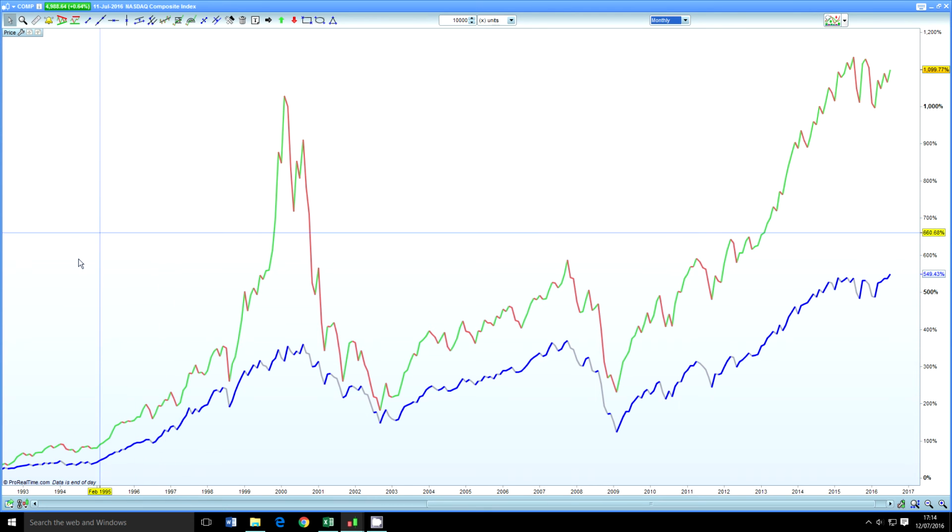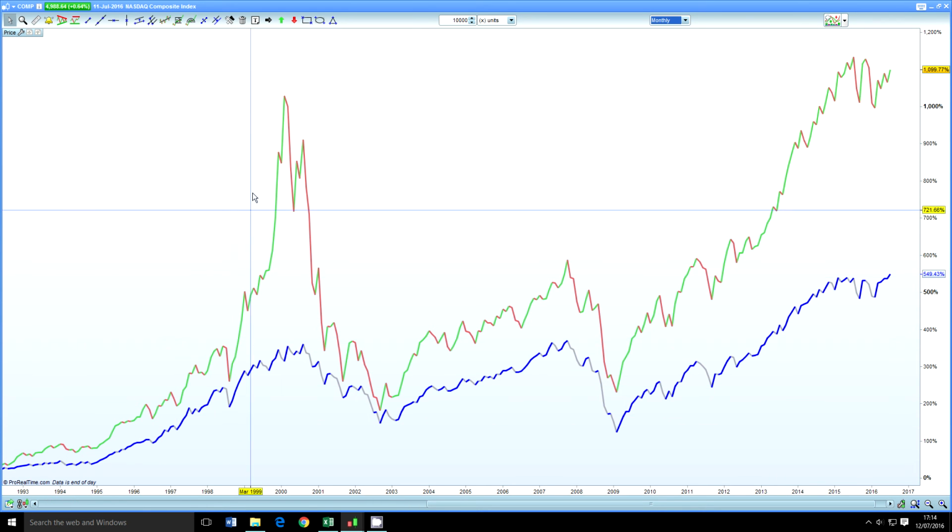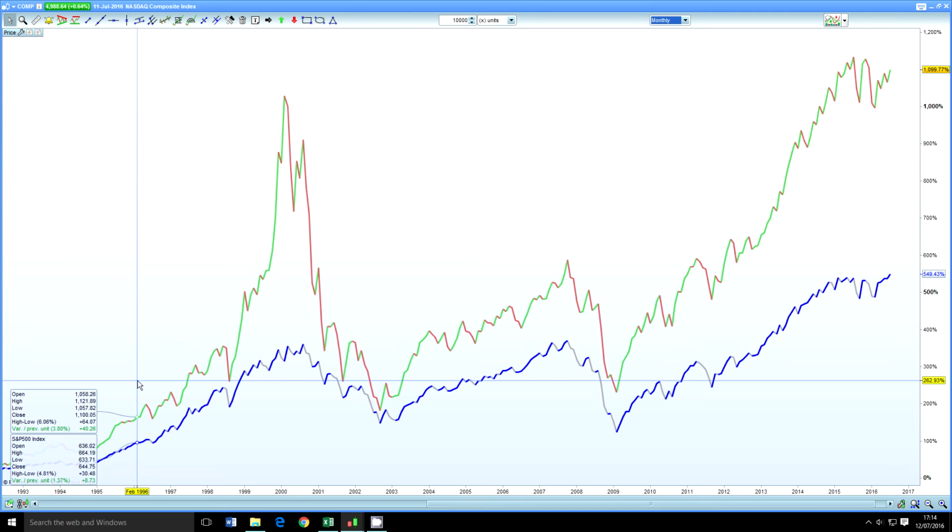So I have on the chart at the moment the two indices. In green and red there is the Nasdaq Composite, and in blue and grey is the S&P 500. Now you can see just by looking at this chart that the two markets have responded to the same type of situations. They've gone up and down in the same types of time period. However, what I find interesting and why I have chosen these markets is how they have reacted.